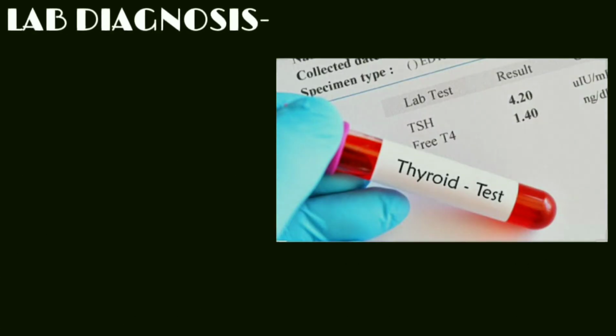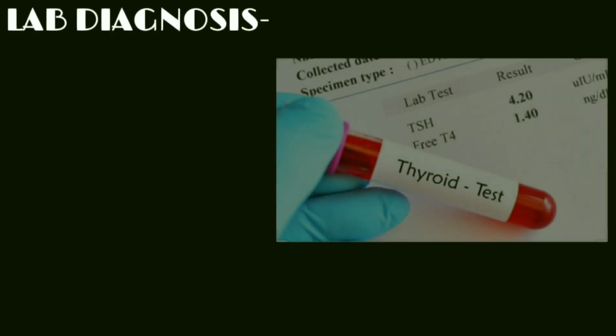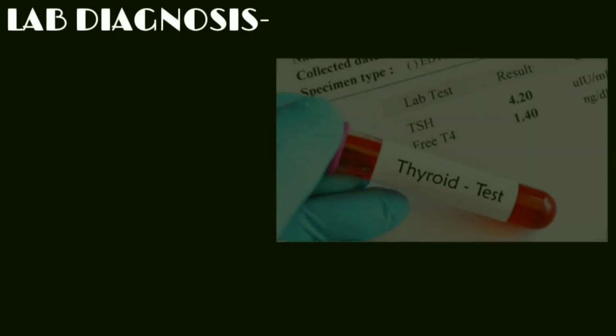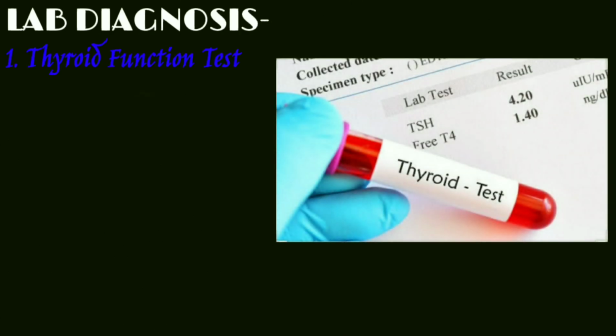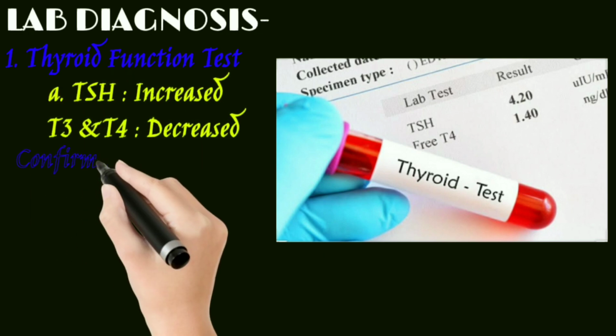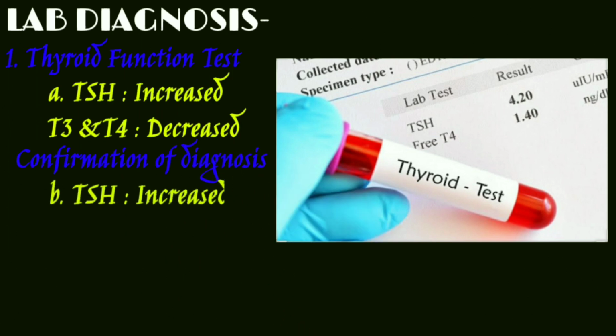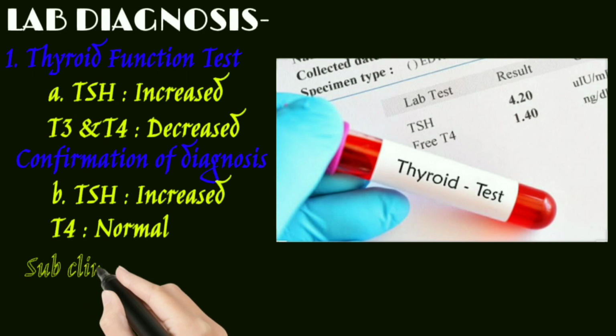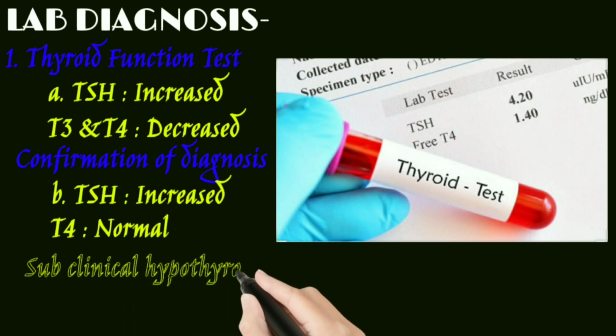Lab diagnosis. Most importantly, TSH, T3 and T4. It can present with two conditions. Number 1, TSH increased, T3 and T4 decreased. It confirms the diagnosis. But the second condition, where TSH is increased but T4 is normal, indicates subclinical hypothyroidism.